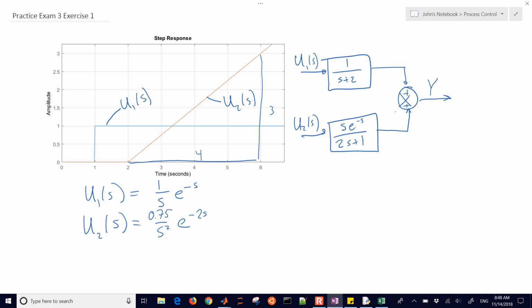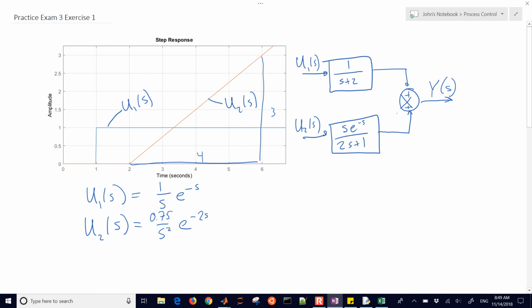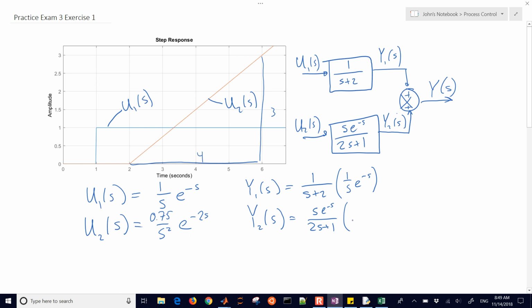We want to derive an expression for y of t. So here is y of s, and we can calculate that because we have two transfer functions, two signals in parallel. So I'm just going to name this one y1 of s and y2 of s. We know that y1 of s is going to be equal to 1 over s plus 2 times our input, which is going to be 1 over s e to the minus s. And then we have y2, which is going to be s times e to the minus s over 2s plus 1, multiplied by my input.